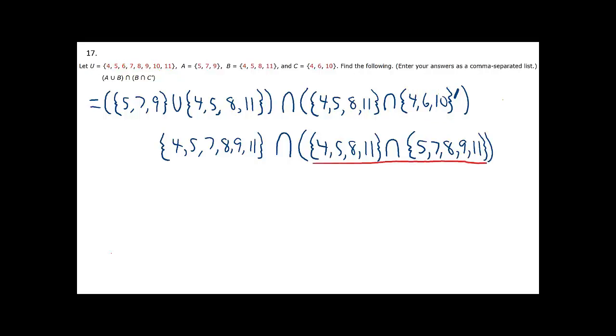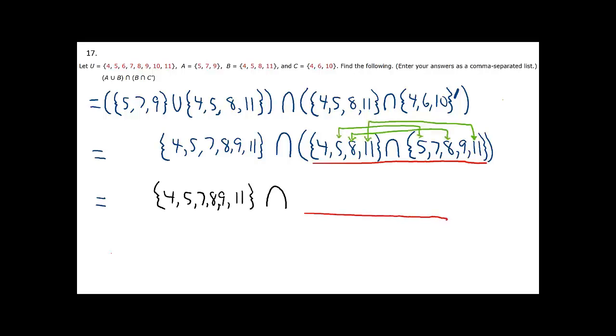And I just keep working. I got one more set of parentheses, so I want to work inside of there. So I want to take that intersection, and intersection means overlap. And if I look at it, there are several. There's a 5 in both, an 8 in both, and an 11 in both. So the intersection is the set containing 5, 8, and 11.